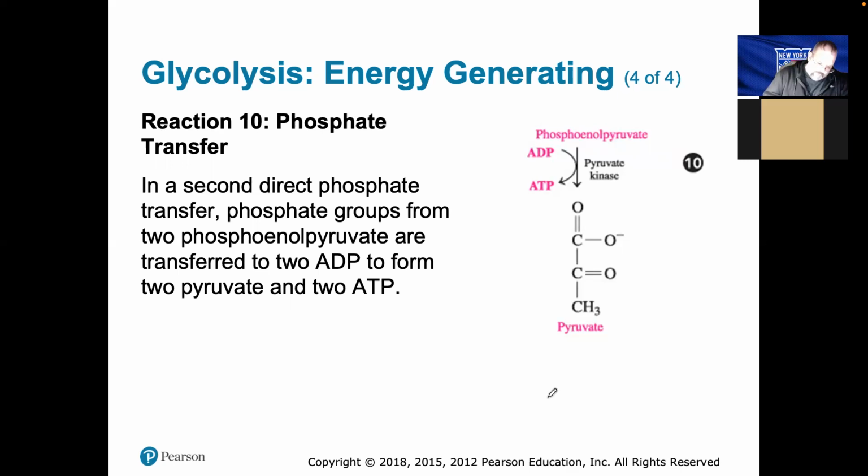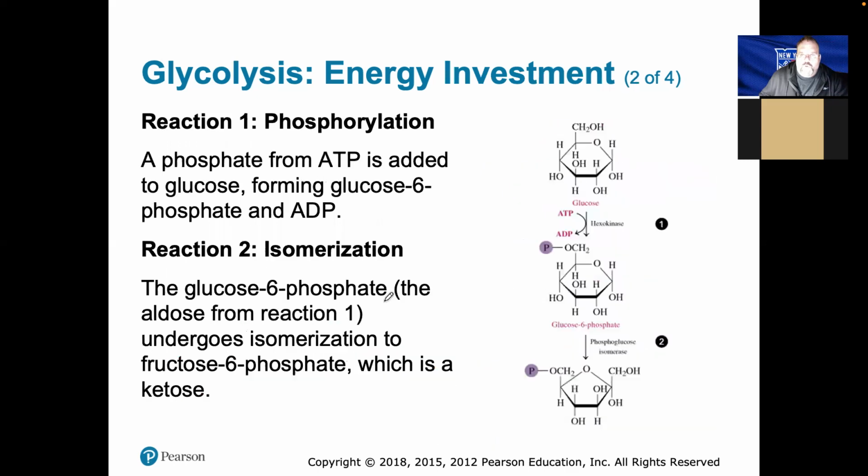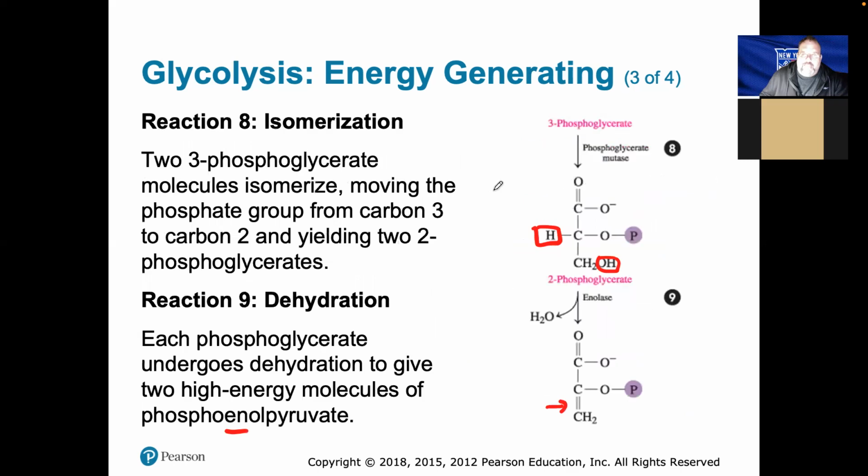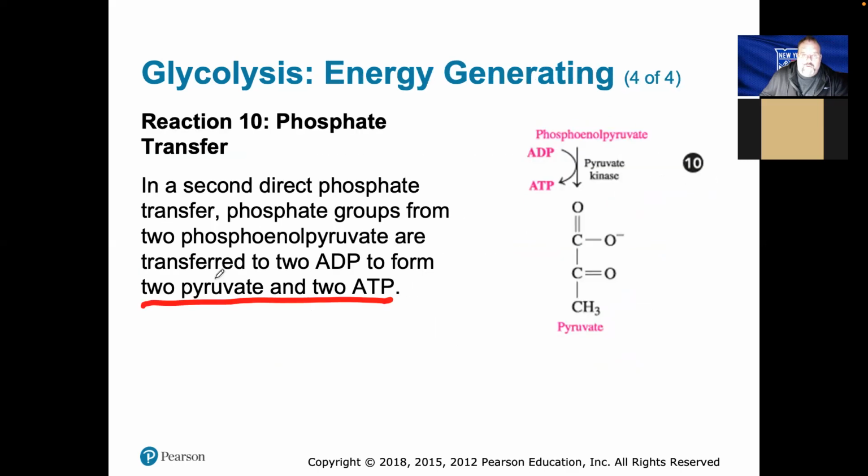So here's one of the key points. At the end of the day, when glycolysis occurs and one glucose molecule enters the process, you get at the end of that 2 molecules of pyruvate and 2 molecules of ATP. So the one glucose at this point is going to give us 2 pyruvate and 2 ATP. And here's the structure of pyruvate.